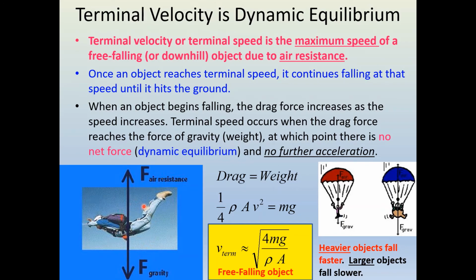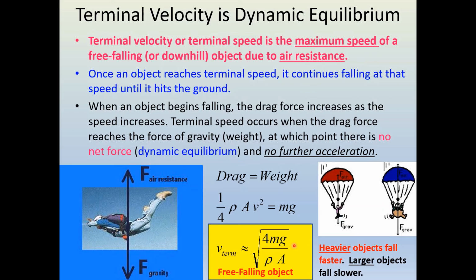In this picture here, we see that terminal velocity means these two forces are balanced. So the drag force is just equal to the weight force. Remember, drag is 1/4 rho A v squared, and weight is mg. So we can solve this for the velocity by moving all this stuff over to the right side and square rooting. So we get terminal velocity is approximately equal to the square root of 4mg over the density of air, that's the rho there, times the cross-sectional area of the object. This is for a free-falling object that's falling directly down vertically.